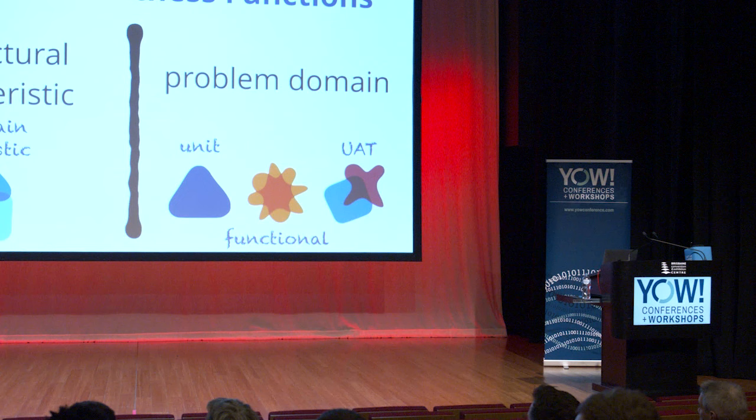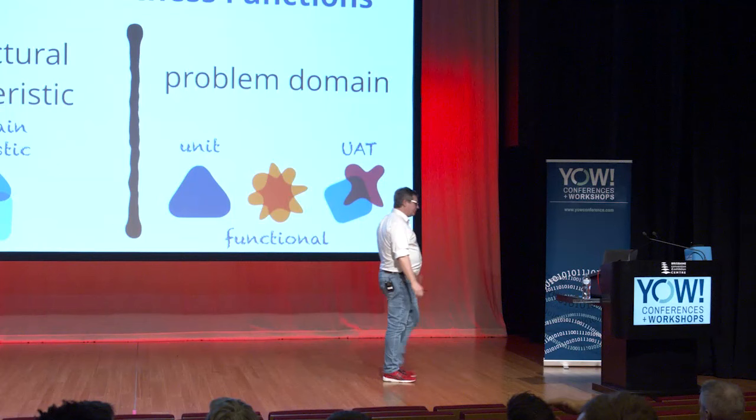If I have to know anything about the problem domain, then it's a traditional unit, functional, or user acceptance test. And so that's the delineation. If it's purely about an architectural characteristic and I can state it purely in architectural terms without knowledge of the domain, then it's a fitness function, not one of these traditional tests. So let's look at some examples of these.